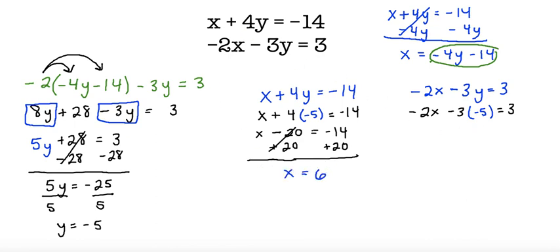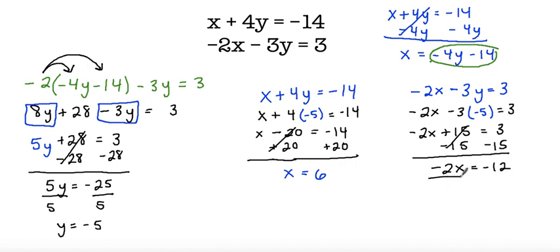All right, so we're going to solve on this side. So we have negative 2x, we have negative 3 times negative 5, which is positive 15, is equal to 3. So now we're going to subtract both sides by 15. So we end up with negative 2x is equal to negative 12. So if we divide both sides by negative 2, we end up with x is equal to 6, because negative 12 divided by negative 2 is positive 6.